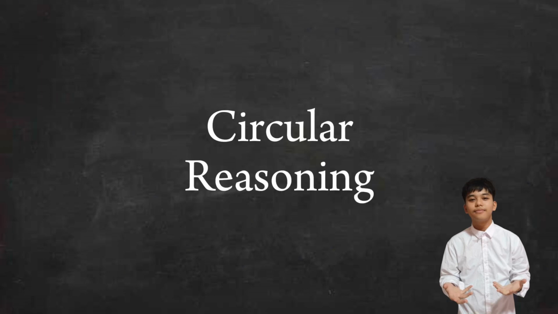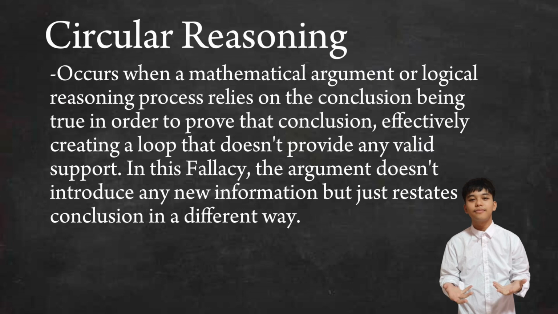Number 3. Circular reasoning. This occurs when a mathematical argument or logical reasoning process relies on the conclusion being true in order to prove that conclusion, effectively creating a loop that doesn't provide any valid support. In this fallacy, the argument doesn't introduce any new information but just restates the conclusion in a different way.